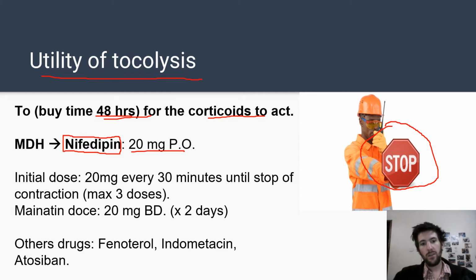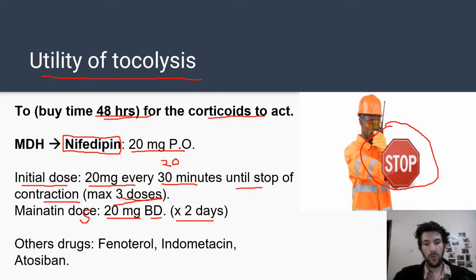The scheme to give this: we have an initial dose that is 20 milligrams every 30 minutes, or sometimes every 20 minutes, until the contractions stop. But this is a maximum of 3 doses, and if you have any complication during this administration, for example hypotension, we have to stop giving it. And then after that, the maintenance dose is 20 milligrams BD during only 2 days. That is the time that the corticoids are acting in this baby.